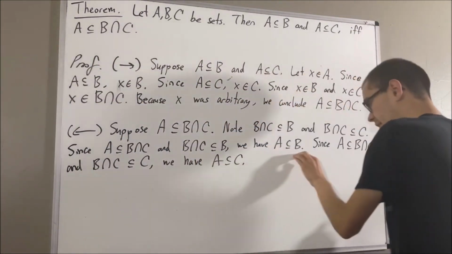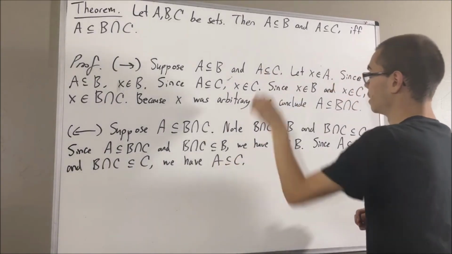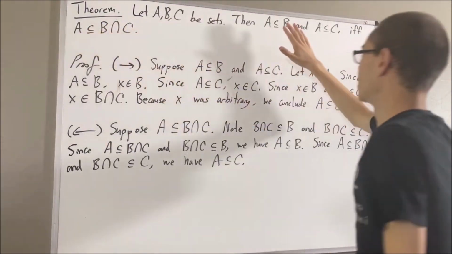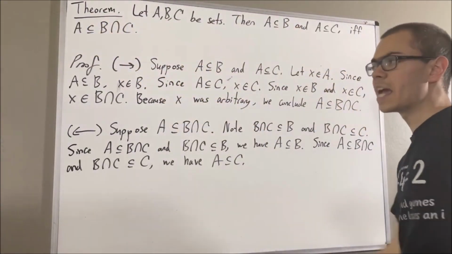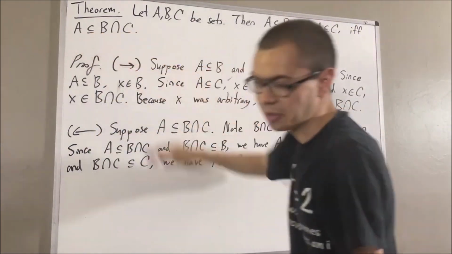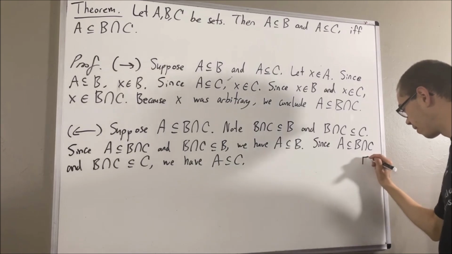So, A is a subset of B and A is a subset of C. Exactly what we wanted to show. So, we have shown if this is true, then these two things are true. And we've proven both directions of the if and only if, which means we have proven this entire statement. So this completes the proof.